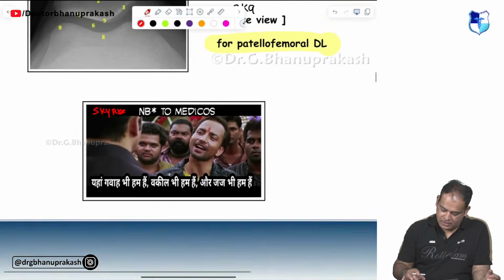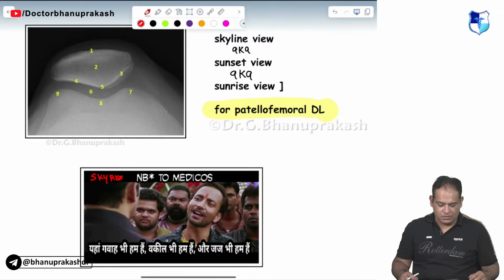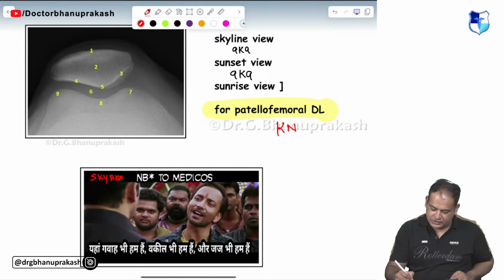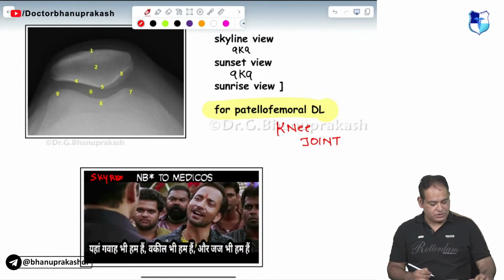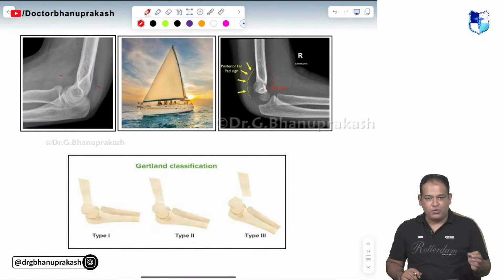Okay, everything is same. Sunset view, sunrise view. Okay, so this is for patellofemoral dislocation. That means knee joint dislocation. Right?